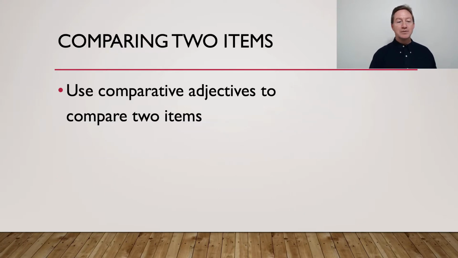So for comparatives, we compare two items using an adjective, more than or less than. So we use comparative adjectives to compare two items. Let's look at the rules for comparatives.